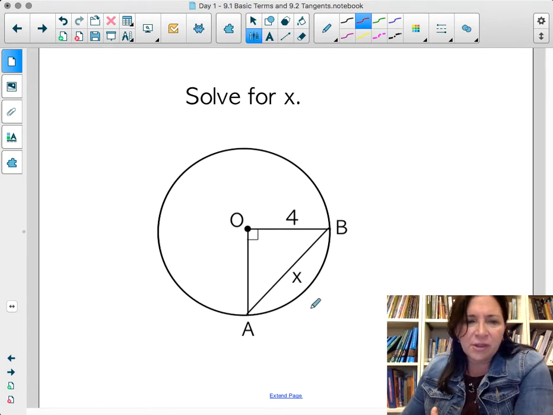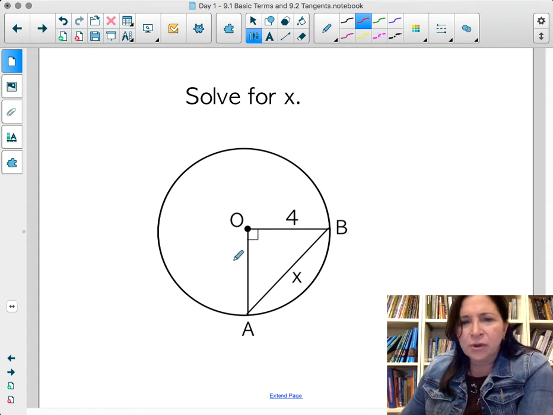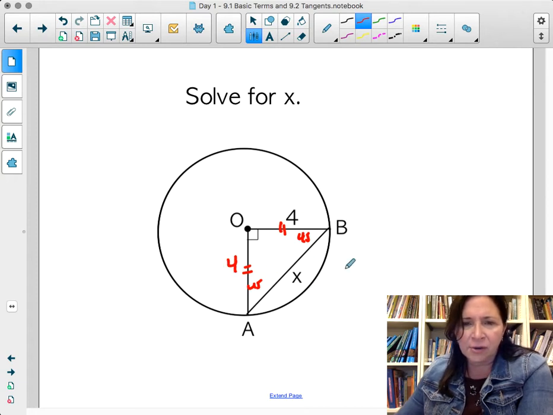Okay, so here's another example. This one is just asking you to solve for x. If you notice that all radii are congruent, therefore my triangle happens to be a 45, 45, 90, which is x root 2. So this would be 4, because all radii are congruent. And this length here for x is going to equal 4 root 2.